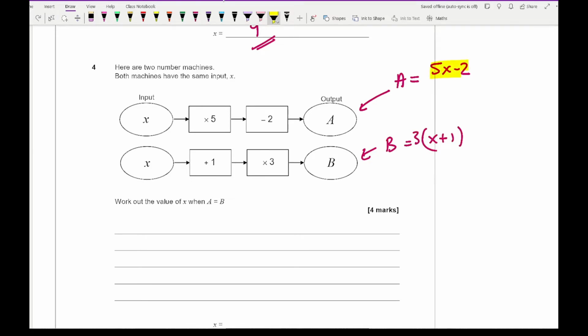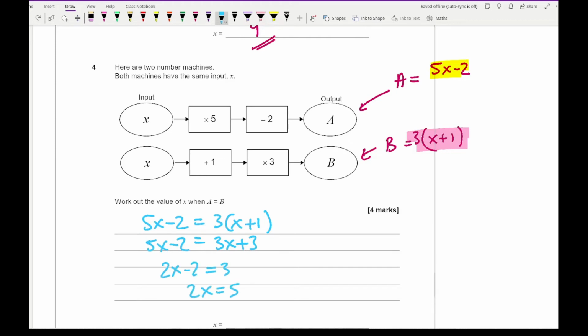So from this what I can then do is make the two things equal to each other. So from this what I've got is 5x minus 2 is equal to 3 lots of x plus 1. Expand the brackets on the right hand side, I get 3x plus 3. 5x minus 2. Taking x's all onto one side, I end up with 2x minus 2 equals 3, 2x equals 5, so x equals 2.5 or 5 over 2, whichever floats your boat.